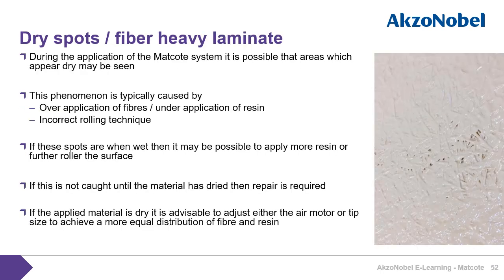During the application of the Matcote system, it is possible that areas which appear dry may be seen. This phenomenon is typically caused due to one of two reasons. Firstly, the over-application of fibres or the under-application of resin, and secondly, the incorrect rolling technique. If these spots are caught by the wet film thickness reader or the QC operative and the material is still wet, then it is possible to return to the area and either apply more resin or further roller the surface. If this is not caught until the material is dried, then repair is required, and this is a much more significant undertaking. For that, we need to see the repair procedures section.